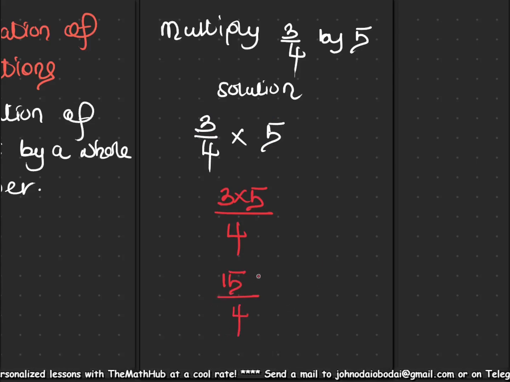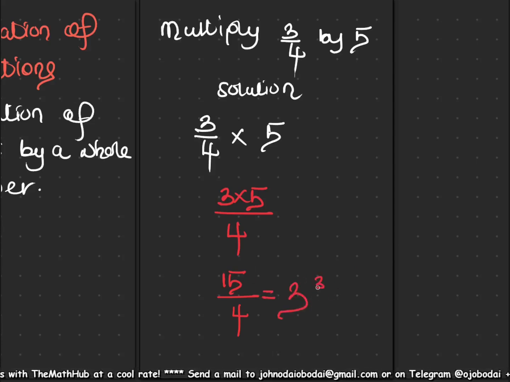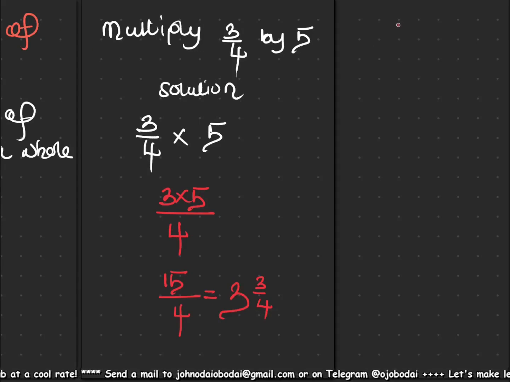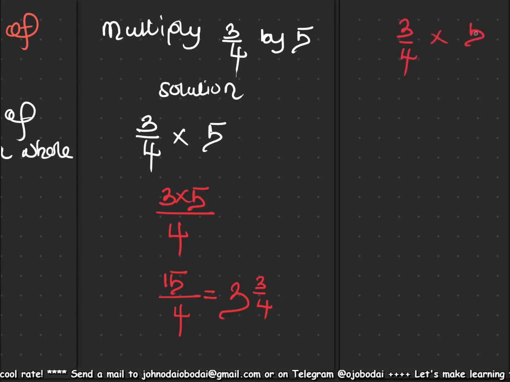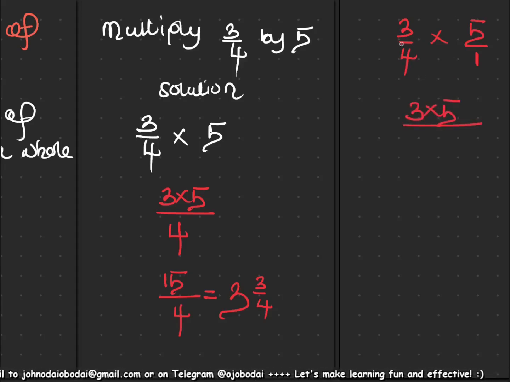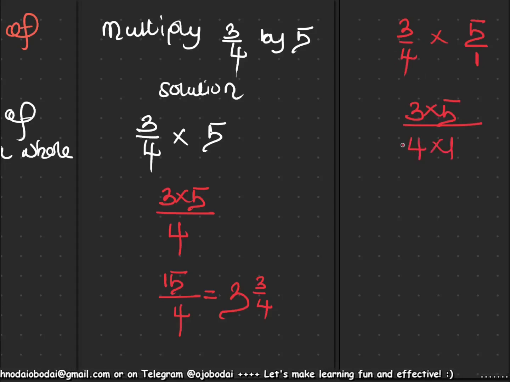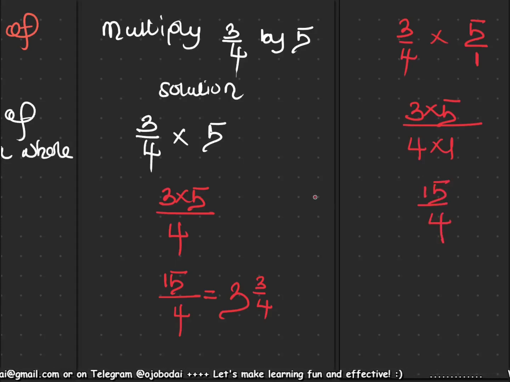Then we can change this to other forms of fractions as well. So 15 over 4, we know gives us a whole number 3, and 3 over 4. That is as simple as that. Now, if you don't want to use this concept, look here. So we have 3 over 4 times 5. Just assume there is a 1 here, which there actually is. Every whole number is over 1. So numerator times numerator, that is 3 times 5, all over your 4 times 1. And that should give us 15 over 4, just as we did over here.